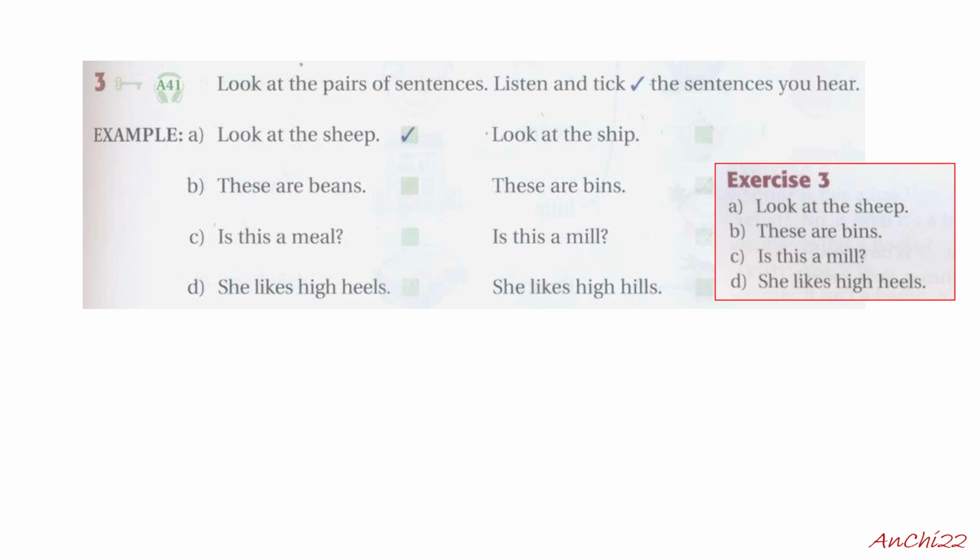3. A. Look at the sheep. B. These are bins. C. Is this a mill? D. She likes high heels.